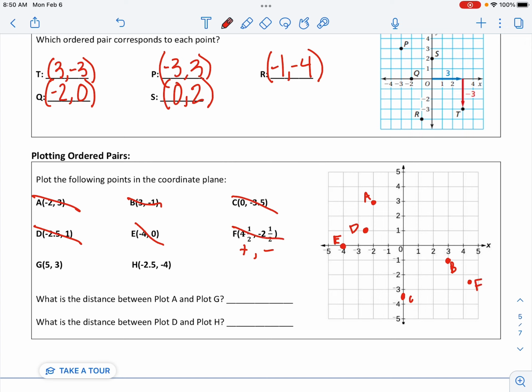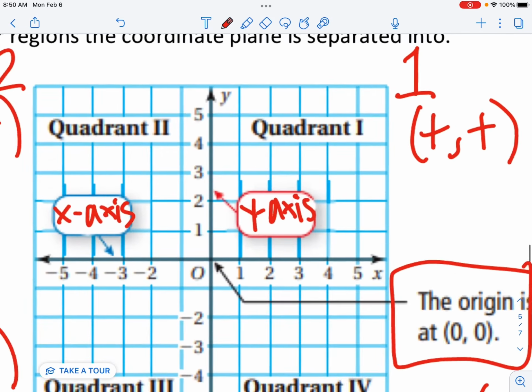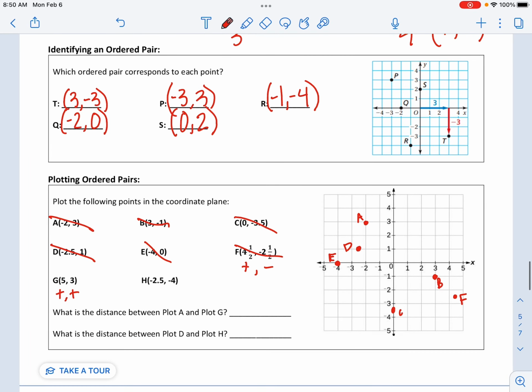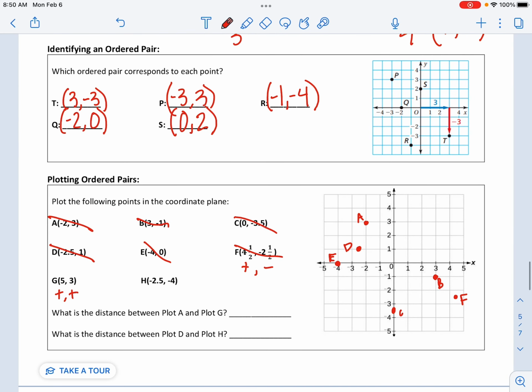Okay. G is a positive and then a positive. So that's going to be quadrant 1. So that's an easier one. It's just 5, 3. Go to the right 5 and then up 3. Label it G. And then H is negative 2.5 and negative 4.